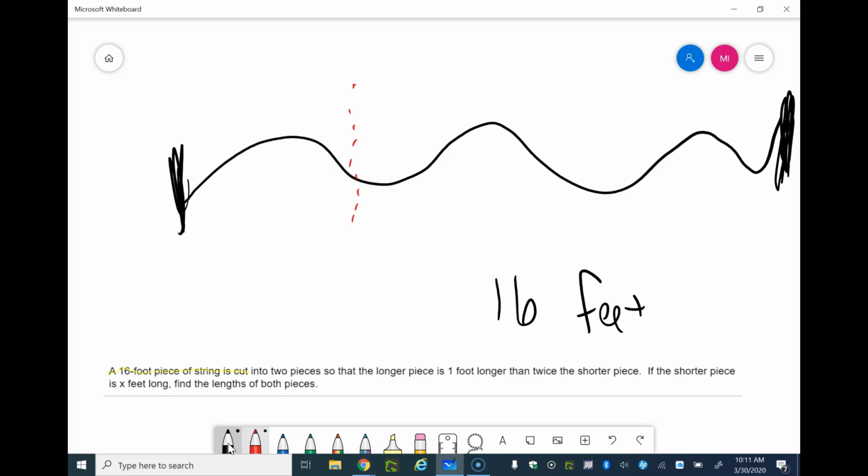So the next part says the longer piece. Looking at this one here, would you all agree that the longer piece is probably this side? So pretty much from here to here is considered to be the longer piece, and the shorter piece is pretty much from here to here. So we have the longer piece and the shorter piece. And it's trying to tell us now the longer piece is, this word is right there, that's going to be an equal sign.